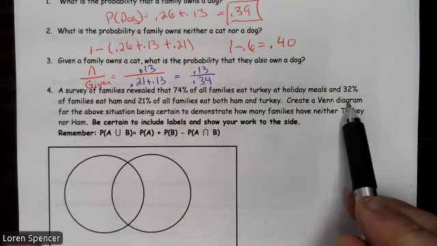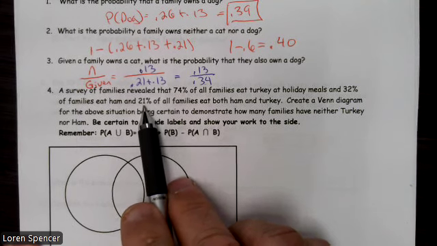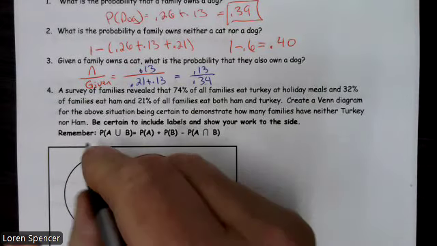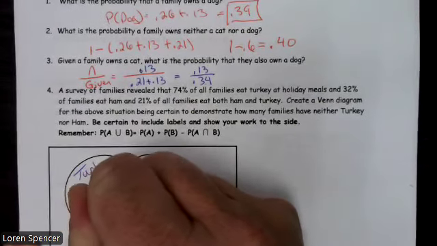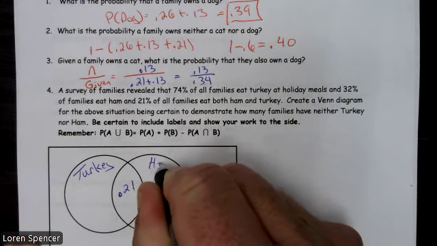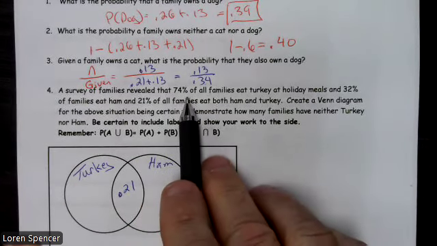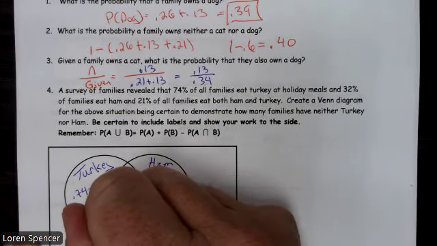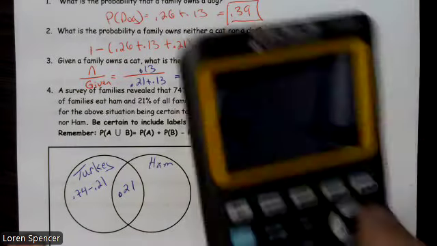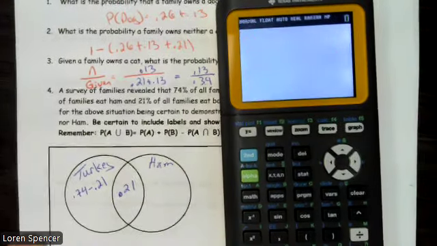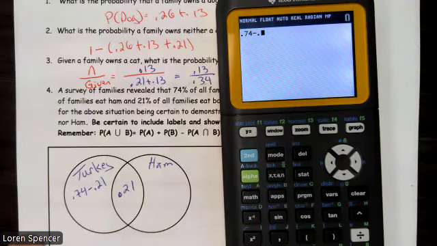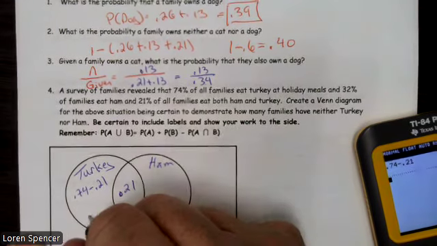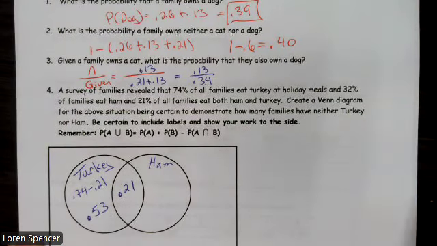Well, first off, they tell us this is the probability they eat both. Well, both is the intersection, so this is 0.21. And I'm going to label this one turkey and this one ham. Well, turkey, they said 74%. So this is going to be 0.74 minus the 0.21 because we have to subtract out the overlap so it doesn't count twice. So 0.74 minus 0.21 is 0.53. So this area right here, the turkey, is 0.53.